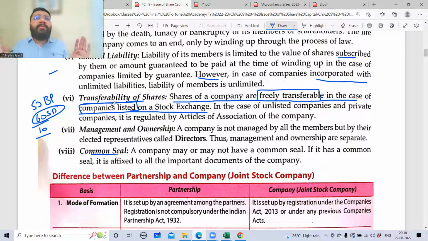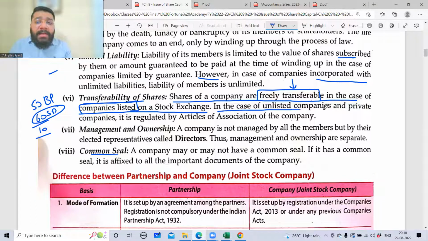Now with the technology that we have, guys, just a button is enough to transfer the shares. In those days, if I had to transfer shares from one person to another person, there was a huge procedure, a list of steps that you follow. But today, everything can be transferred with a single click of a button. That's why we say that it is freely transferable, easily transferable with a click of a button.